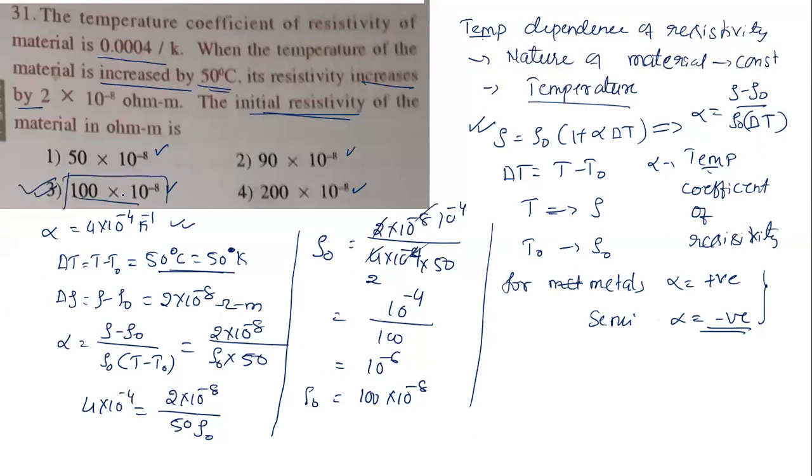It is like 10 power minus 6, right? Look at here. It is 10 power minus 2 plus 2 into 10 power minus 8. It will become 10 power minus 6. 10 power minus 6 we got. So that is the option which is the correct answer for question number 31.